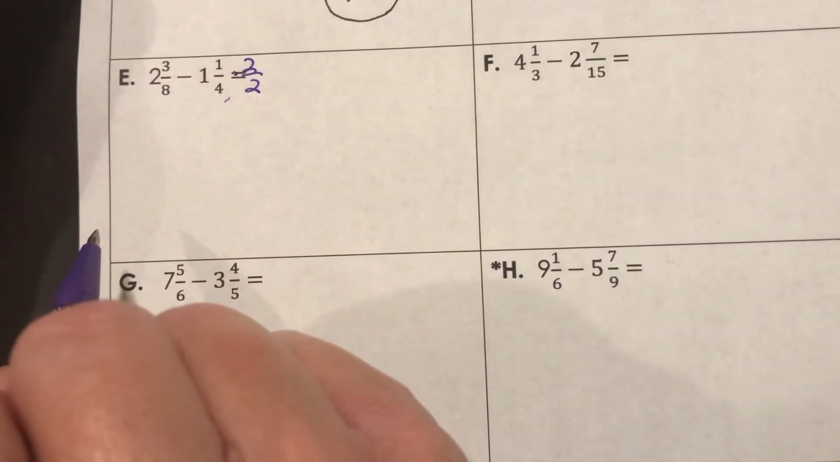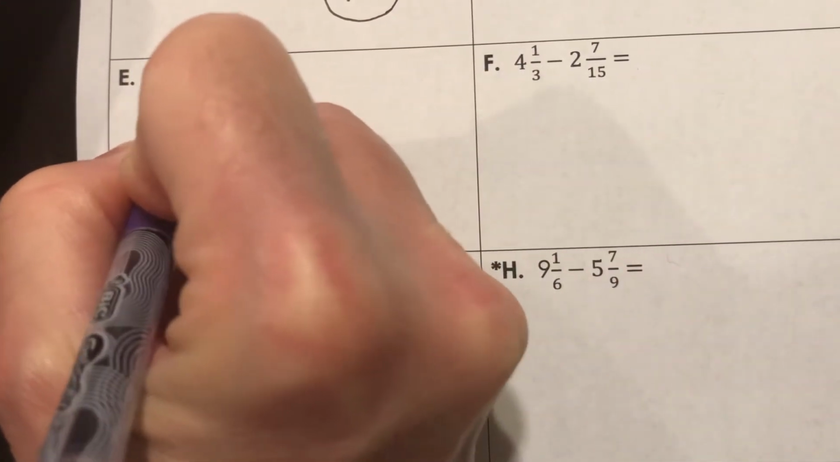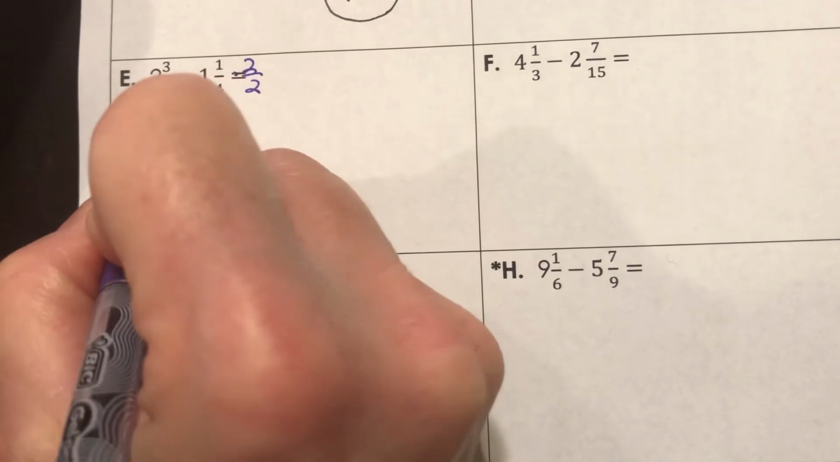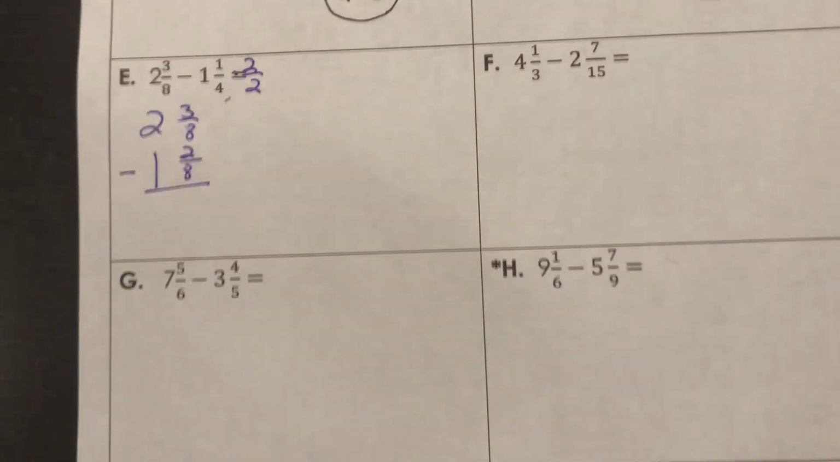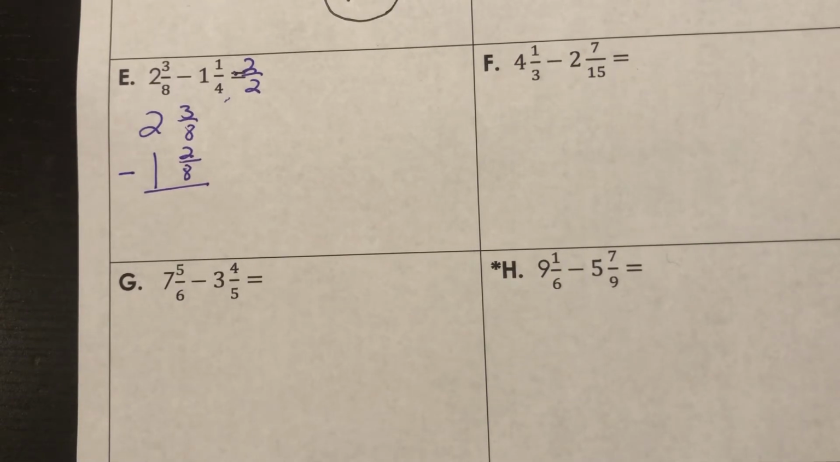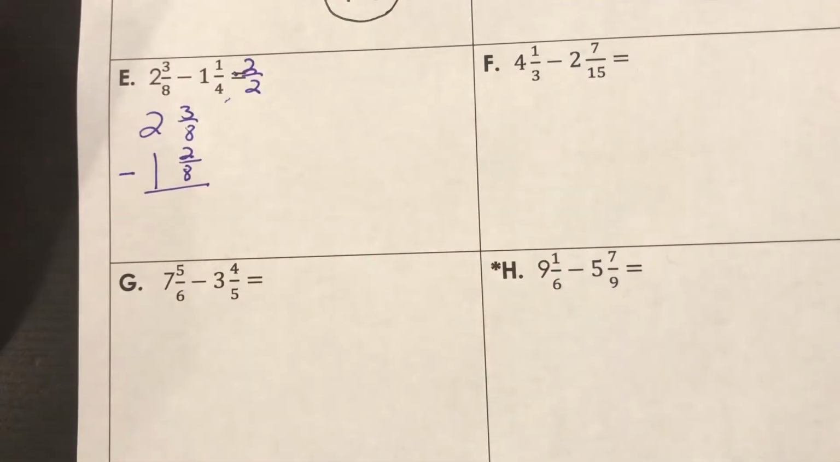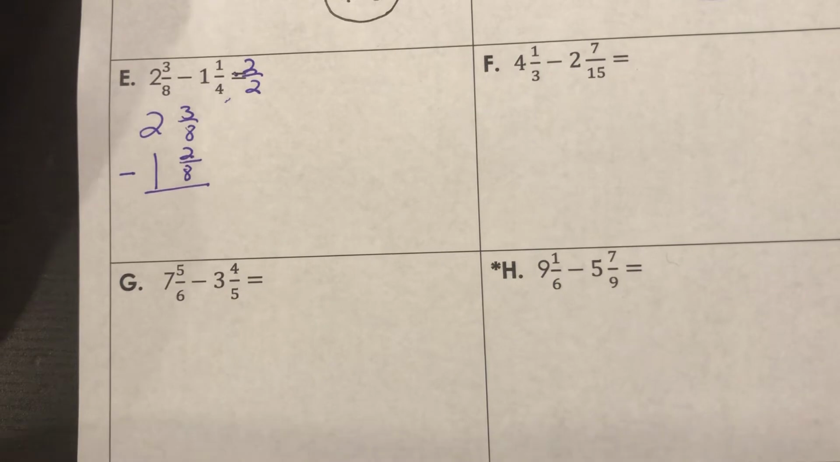So I'm going to go ahead and multiply 1/4 by 2 over 2, because that will give me a common denominator of 8. So I'm going to have 2 and 3/8 minus 1 times 2 is 2, and 4 times 2 is 8. And I'm going to go ahead and write all my subtraction problems vertically like this. You could have been writing all of those vertically. It doesn't really make a difference to me.